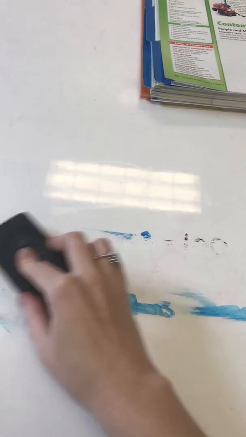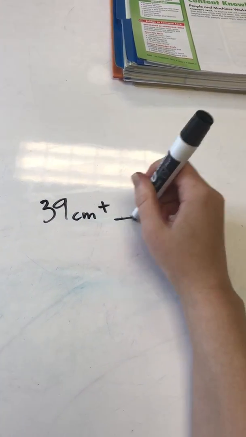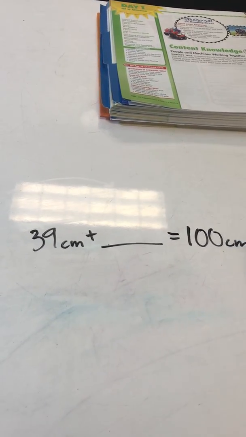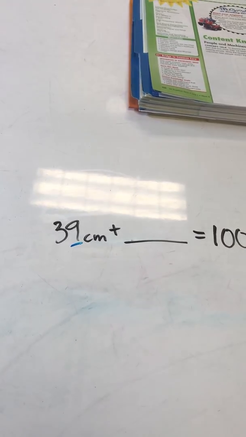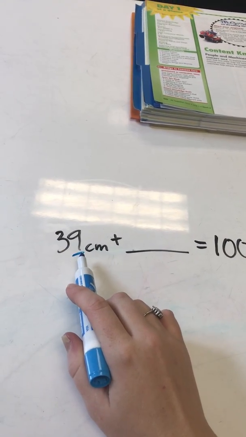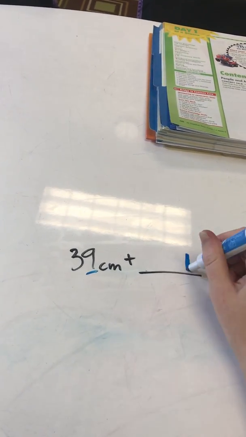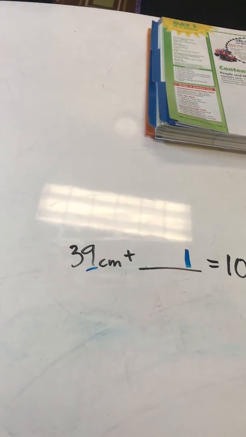Let's try another one. If we have 39 centimeters plus blank centimeters equals 100 centimeters, okay? So first, you're going to look at your ones. How much do I need to add to this 9 to make it get up to the next full 10? Well, I need to add 1 to it, because 10 minus 9 is 1. So I'm going to have a 1 in my ones place.